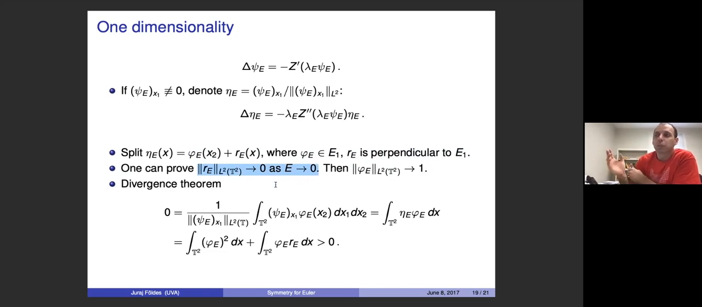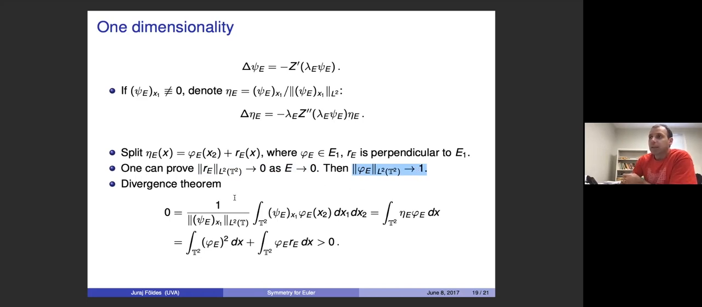So that's what you would expect from some bifurcation theory. But we are not claiming any asymptotic result. We are really claiming that it's going to be one dimensional for any small value, not asymptotically. All right, so if that's the case, then this is converging, and also the L2 norm of this phi of E in the principal direction is converging to one.